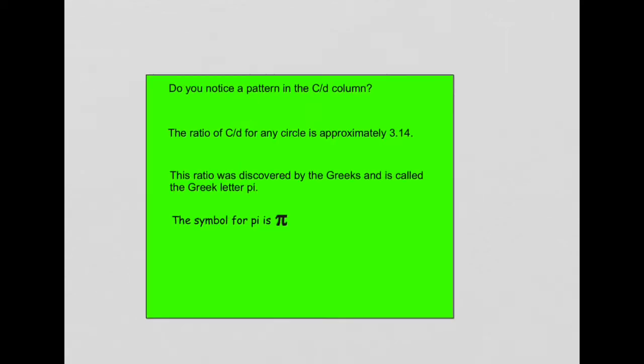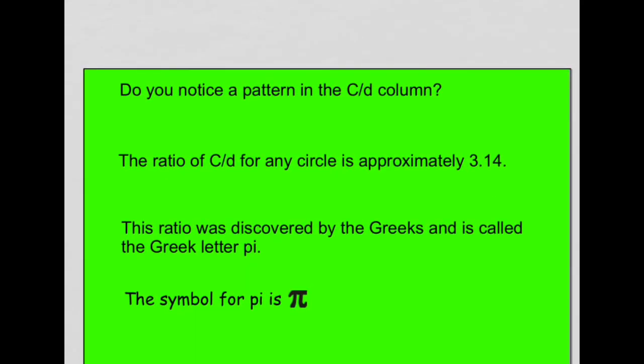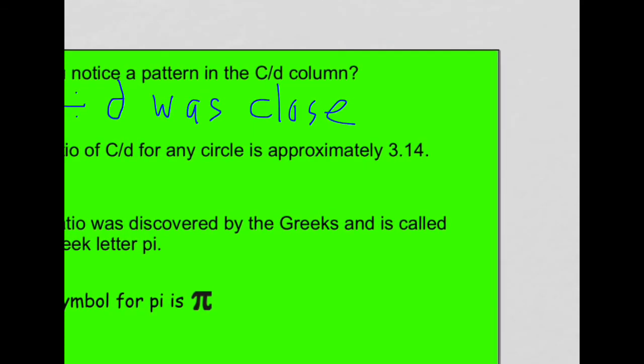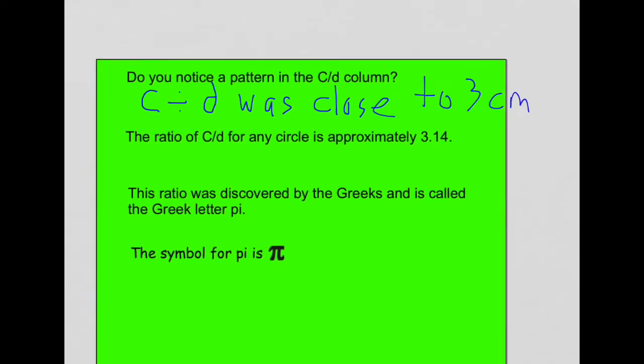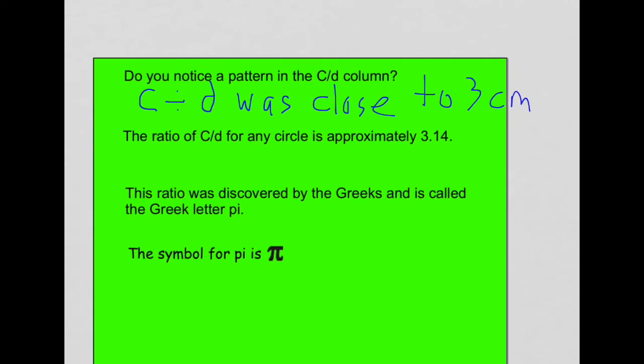Now, the pattern here in this column is that the numbers were all really close. Okay, C divided by D was close to 3 centimeters, right? Every time. If I did it exactly, I should always get an answer of approximately 3.14. And you've probably heard of that number before.